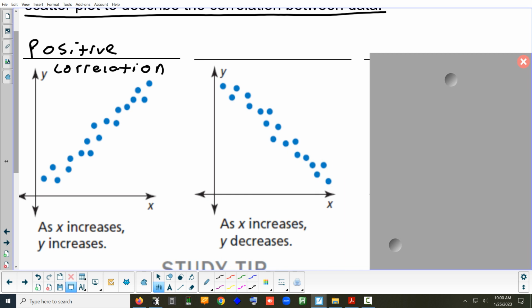What do you think this one would be called? As you go to the right, it goes down. And they're in a pretty straight line, so there's definitely a correlation there. Yeah? Negative. Yeah, that's a negative correlation.